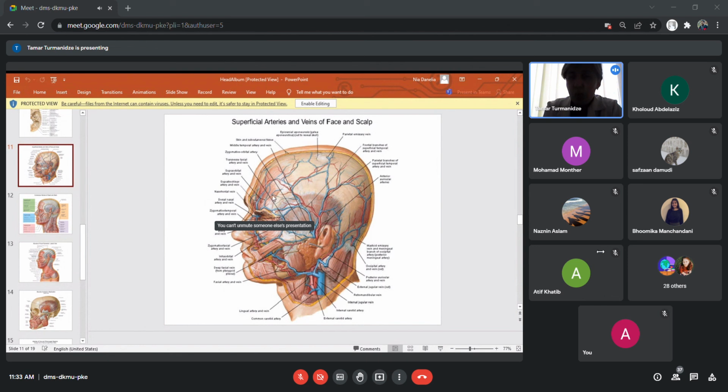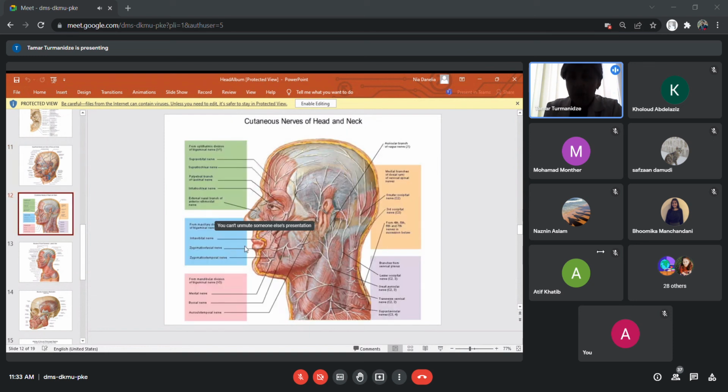These arteries are located in the superficial layer. They lie in the subcutaneous fat tissue, which provides the blood supply of the skin. Besides the arteries, in these layers we have the nerves. Most branches to the tissues of this region come from the trigeminal nerve. The trigeminal nerve is the fifth cranial nerve, which consists of three divisions: ophthalmic, maxillary, and mandibular.